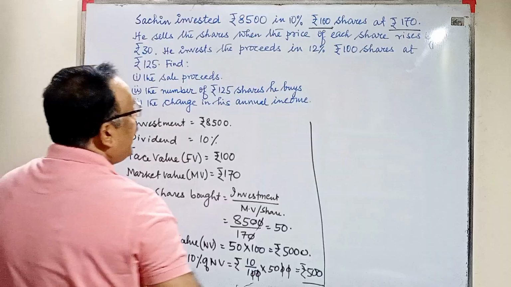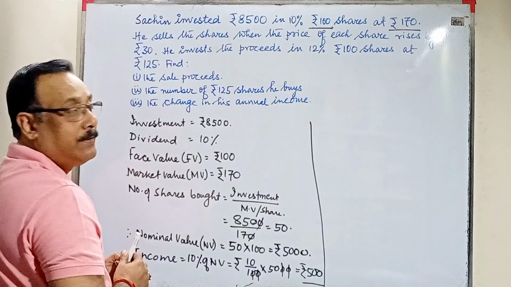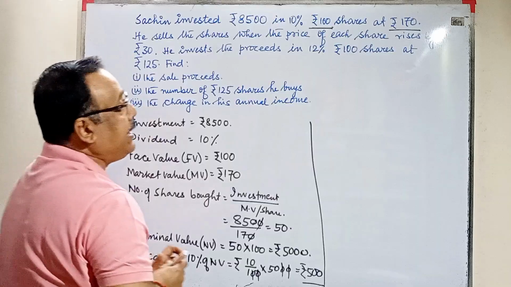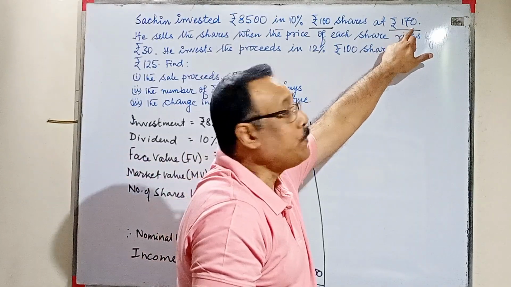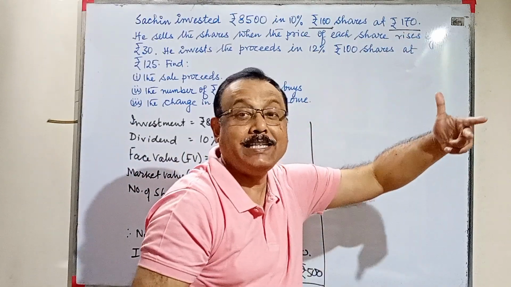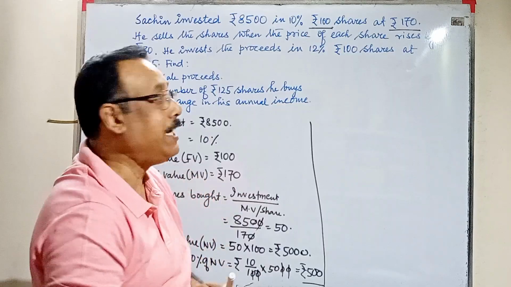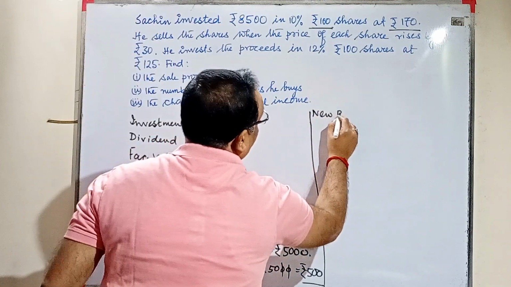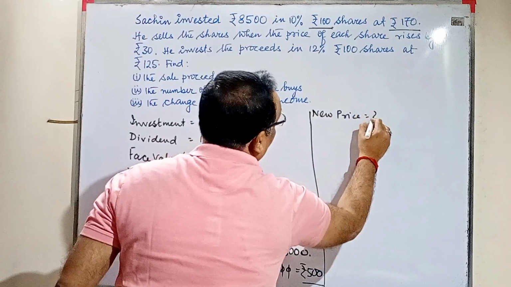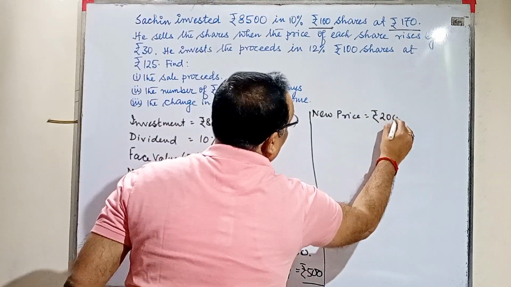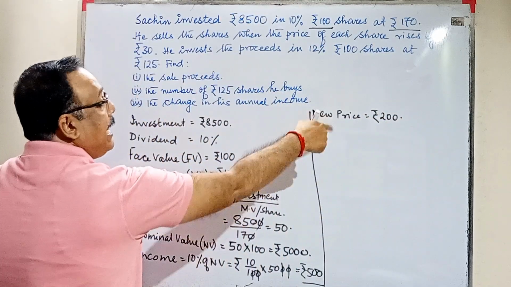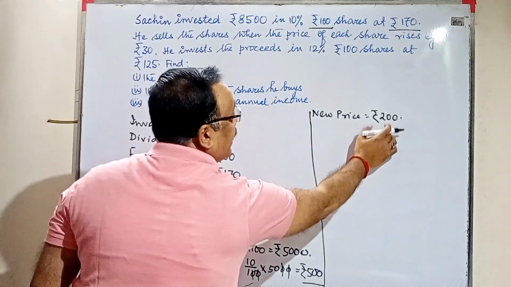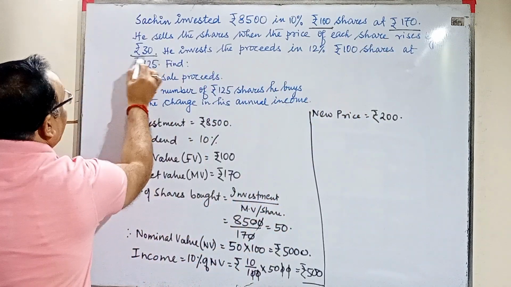Now what is he doing? He is selling off these shares. At what price? When the price rises by 30. That means it was 170, rises by 30 means that the new price of this share is rupees 200. New price is equal to rupees 200. So he is selling the shares when the price became this much. Where did I get 200 from? 170 plus the rise of 30.